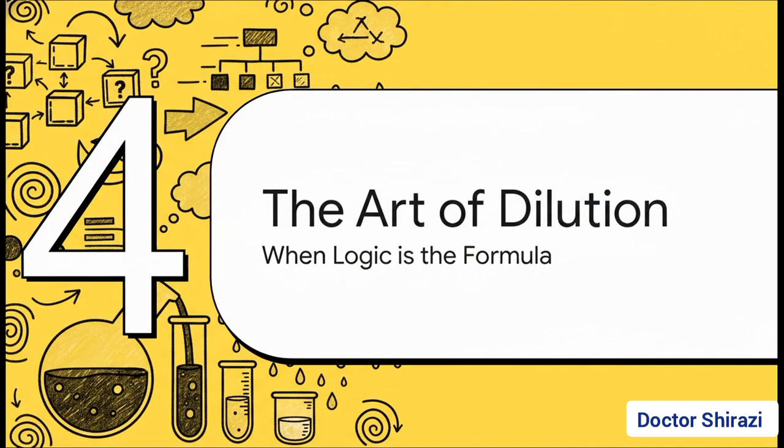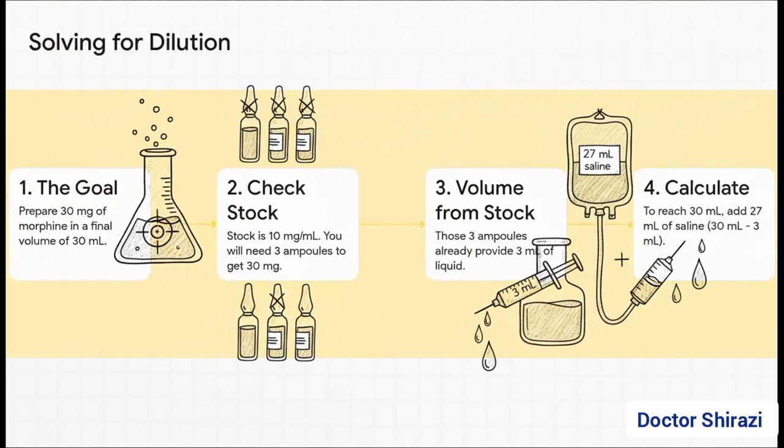All right, let's talk about a different kind of challenge, because sometimes there isn't a neat little formula you can just plug numbers into. Dilution problems are the perfect example of when you have to lean on good old-fashioned, step-by-step logic. So let's just think our way through this morphine problem. Our goal is 30 milligrams in a final volume of 30 milliliters. Okay, our stock is 10 milligrams per milliliter. So pretty logically, to get 30 milligrams, we're going to need 3 ampules.